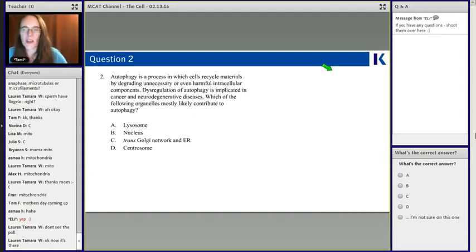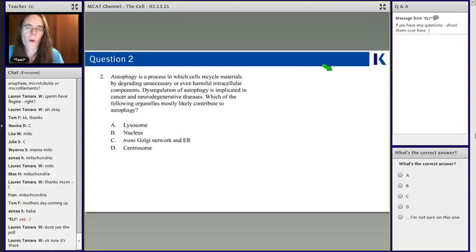Alrighty, guys. So what is that correct answer? Well, I'll tell you that about 89% of us have this correct. So autophagy is a process in which cells recycle materials. If I see recycled materials, I should be thinking about enzymes that can break those down, by degrading unnecessary or even harmful cellular components. So when we look at this, dysregulation of autophagy is implicated in cancer and certain diseases.